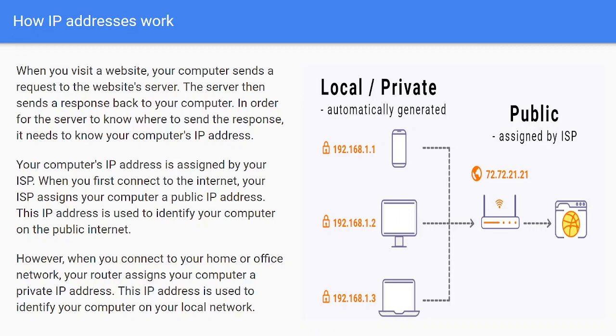The web server needs to know your computer's IP address, and your computer's IP address is assigned by your ISP. When you first connect to the internet, your ISP assigns your computer a public IP address. This IP address is used to identify your computer on the public network. Remember, it assigns you a public IP address. However, when you connect to your home or your office network, your router assigns your computer a private IP address. So basically, look at it this way. Every device has two addresses, your private IP address and your public IP address, basically.